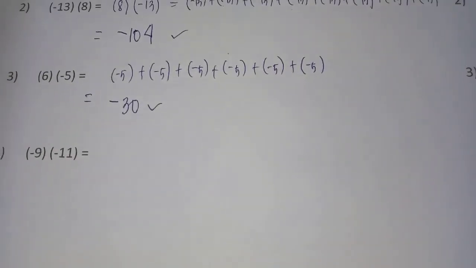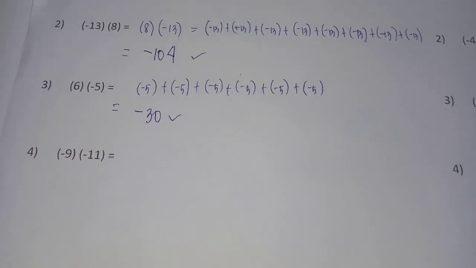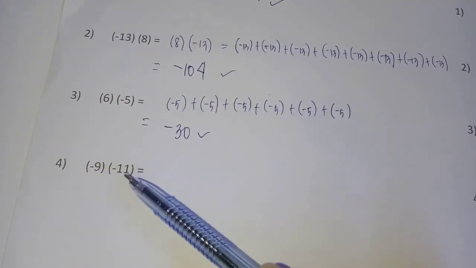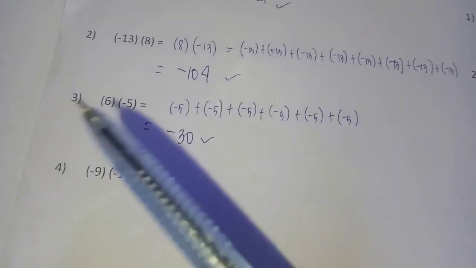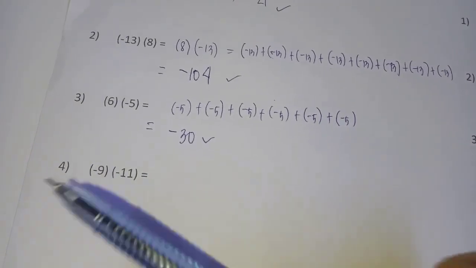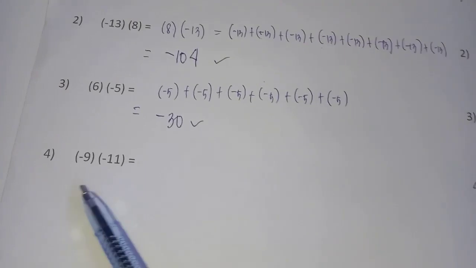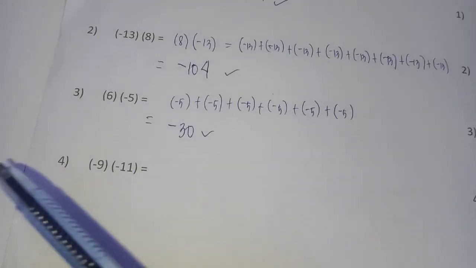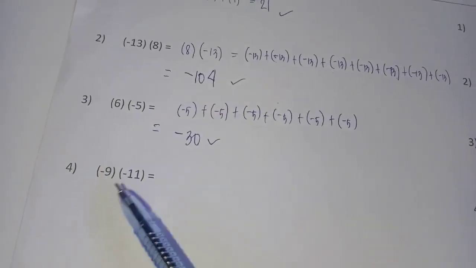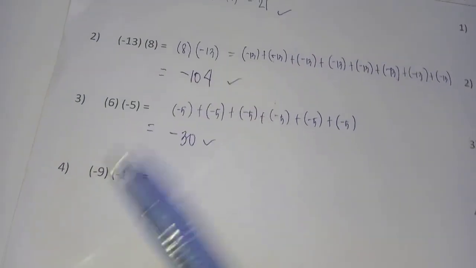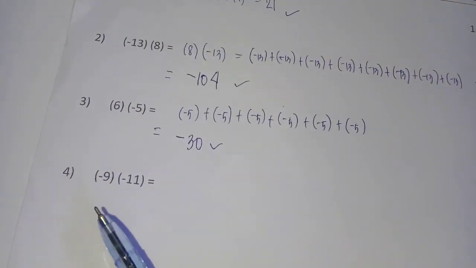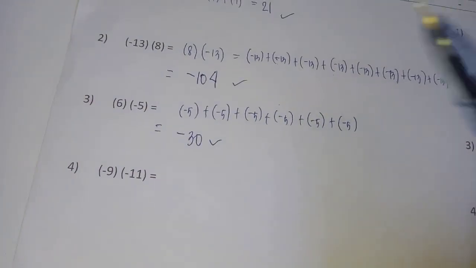Let's proceed to number 4. So here, we cannot express this as repeated addition since both numbers are negative. So, pwede tayong gumamit ng absolute values. So, in multiplying two integers, we need to find the product of their absolute values. So, anong ibig sabihin ng absolute values? When talking about absolute values, yun yung positive value ng isang number.